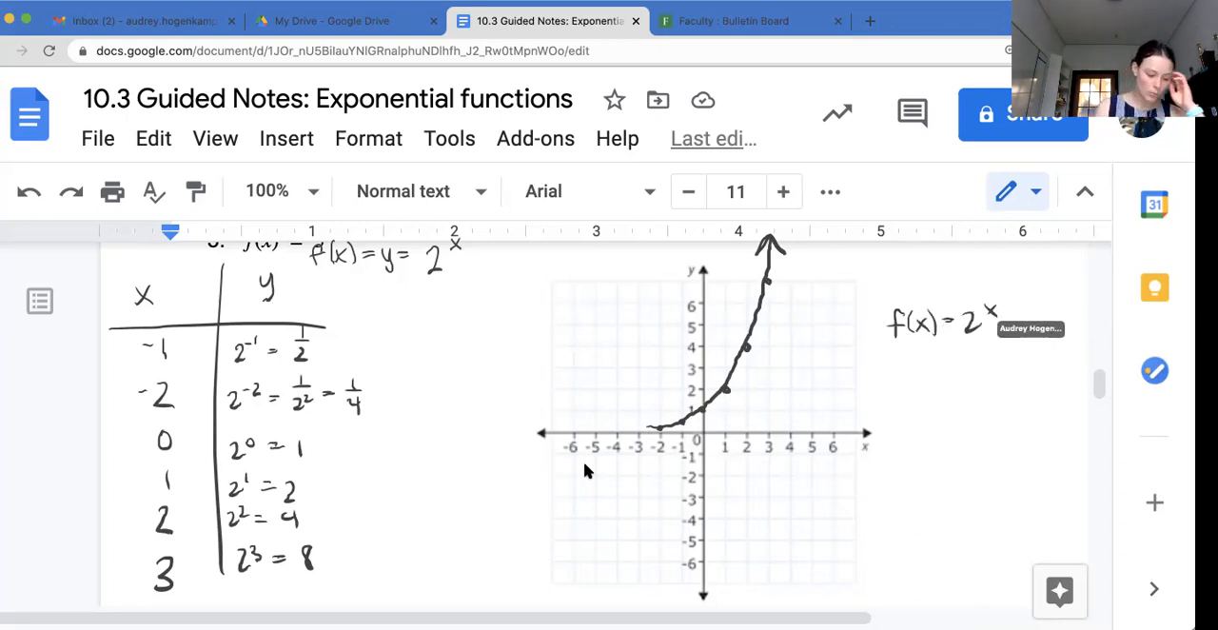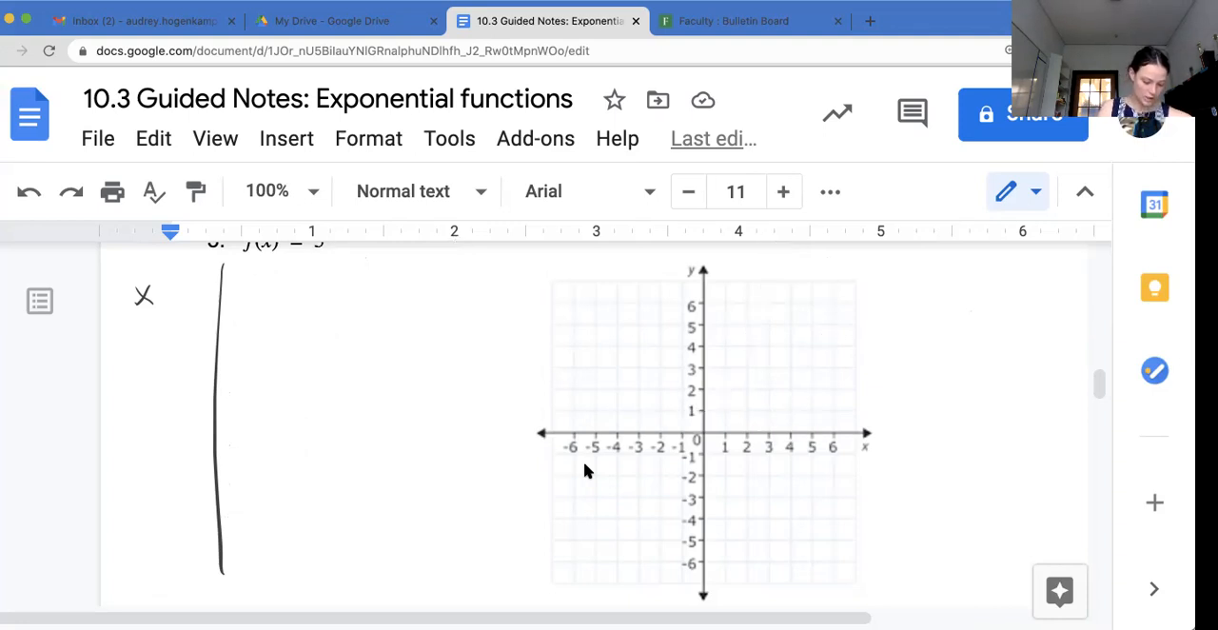Okay, and now I want you guys to go ahead and try to graph f of x equals 3 to the x on your own, okay? So pick some points, the same ones are fine: -1, -2, 0, 1, 2, 3. And then do the same thing and see if you get a similar graph, which, spoiler alert, you should. Not the exact same, but very similar, kind of going up like that. So try that one on your own, and then together we are going to graph y equals 1/2 to the x.